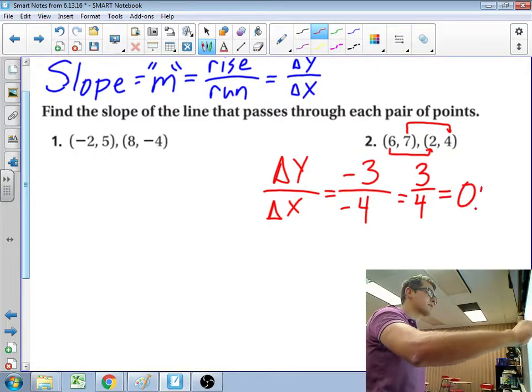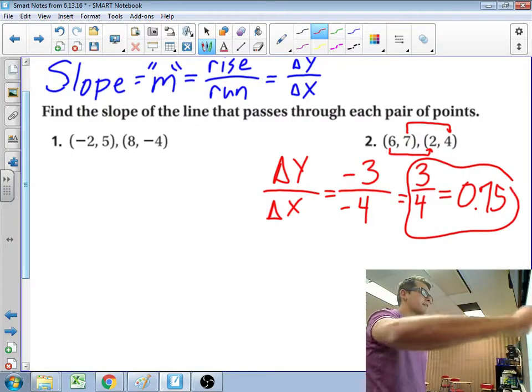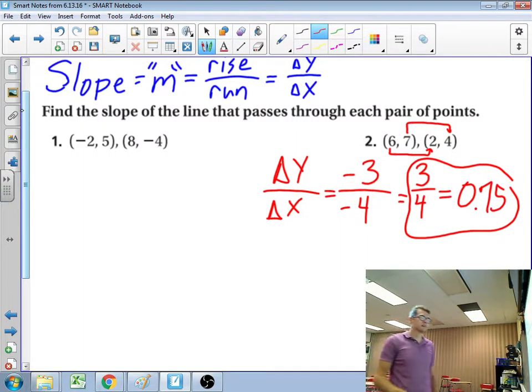Or if I wanted to write that as a decimal, it would be 0.75 or 75/100ths. And that is how I find the slope of that line. So I could take that whole formal y2 minus y1 process, x2 minus x1, but I'm going to get the same result as I just did.